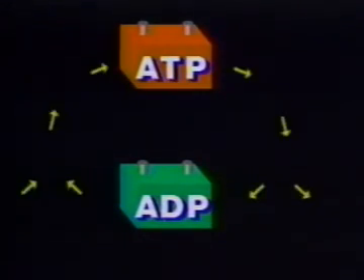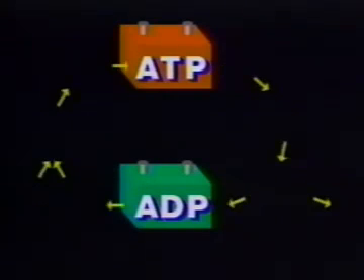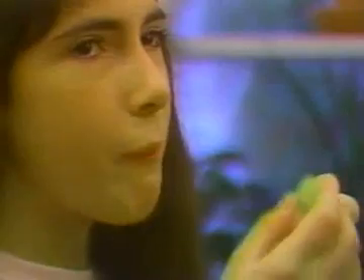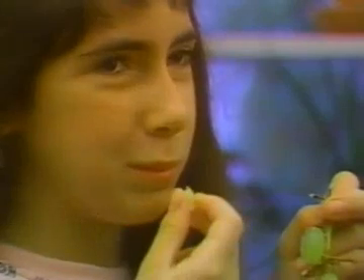This ATP-ADP cycle is like a battery being continually charged and discharged. The energy for charging the ATP battery comes from cellular respiration, the gradual, continuous process of releasing energy from food molecules.